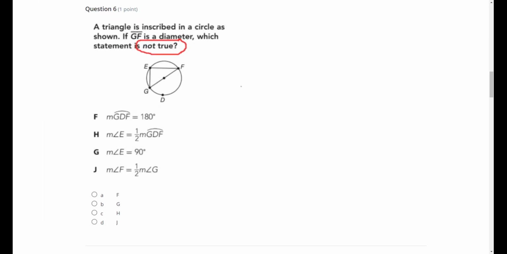Number 6. GDF. It says which is not true. Yeah, so I said 8. So in number 6, if you've gotten to number 6, you know that this is an inscribed angle, right? So if this is a diameter, GDF is 180 degrees because it's half the circle. And then this is an inscribed angle, so this is going to be half of that, which is 90. So we're looking for which one is not true. H.